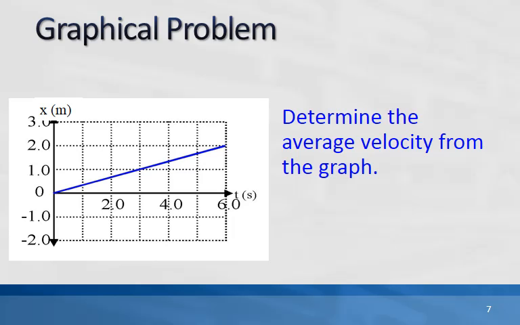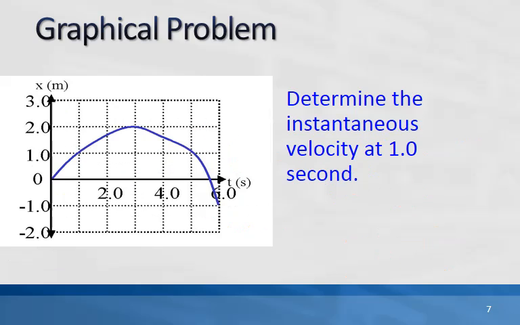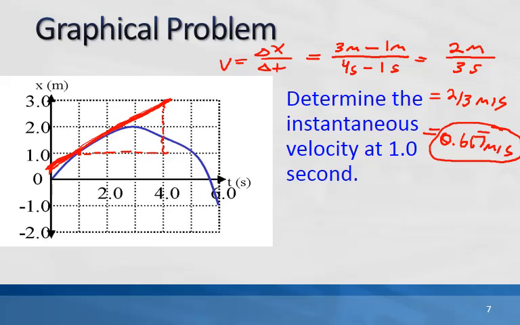All right, so from this graph, go ahead and determine the average velocity. Pause the clip, and when you're ready to check, you can hit play to continue. All right, so you should get positive 0.33 meters per second. We've got our rise over our run. How about instantaneous velocity at 1 second? Go ahead and pause the clip and give this a try. All right, so you should get the tangent line, our rise, and then our run, and so something around 2/3 meters per second.